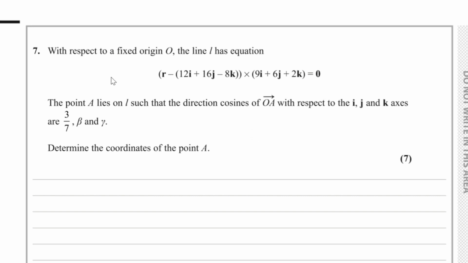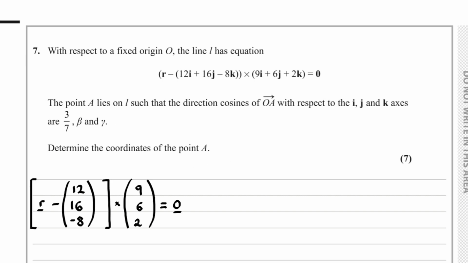Question number 7. With respect to a fixed origin O, the line L has equation (r minus the vector 12i plus 16j minus 8k) times (9i plus 6j plus 2k) equals the 0 vector. The point A lies on L such that the direction cosines of OA with respect to the i, j and k axis are 3/7, beta and gamma. We have to determine the coordinates of the point A.